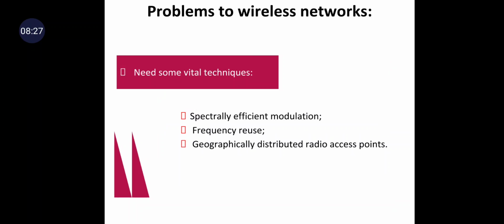So let's see some solutions for these problems. To overcome these problems, we need some vital techniques. There are 3 techniques. The first one is that we must use spectrally efficient modulation techniques. The second solution is to reuse the frequency. The concept is frequency reuse. And then the third solution is geographically distributed radio access points. Radio access points must be distributed geographically.